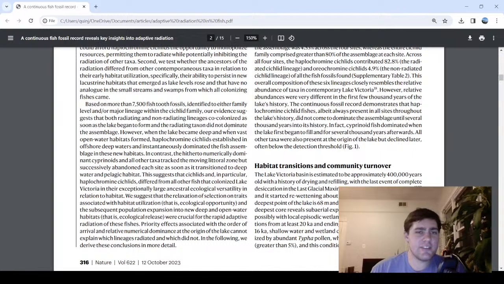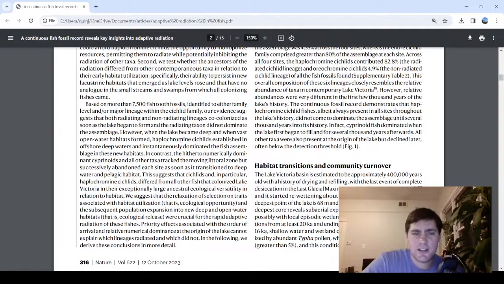Based on more than 7,500 fish tooth fossils identified to either family level or major lineage within the cichlid family, our evidence suggests that both radiating and non-radiating lineages co-colonized as soon as the lake began to form, and the radiating taxon did not dominate the assemblage. However, when the lake became deep and when vast open water habitats formed, haplochromine cichlids established in offshore deep waters and instantaneously dominated the fish assemblage in these new habitats.